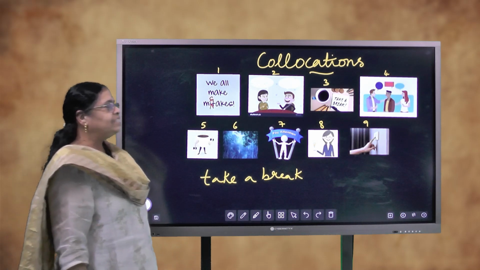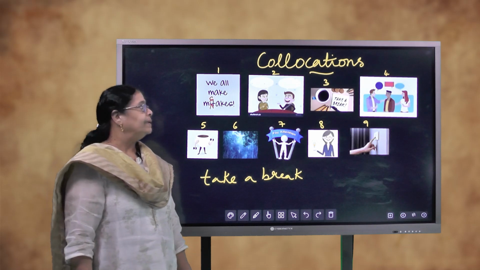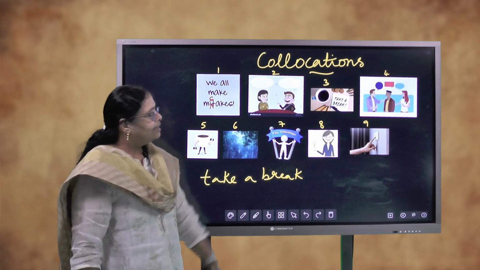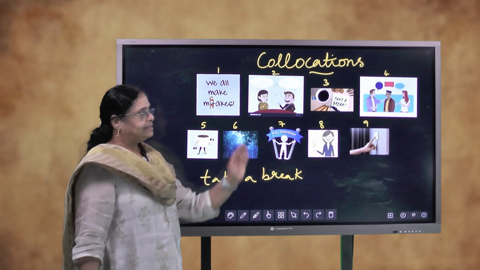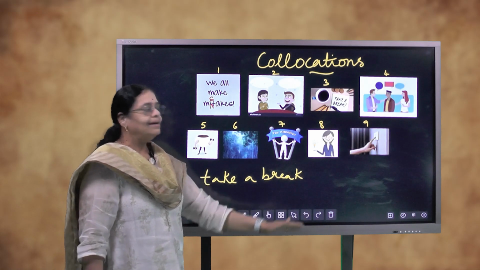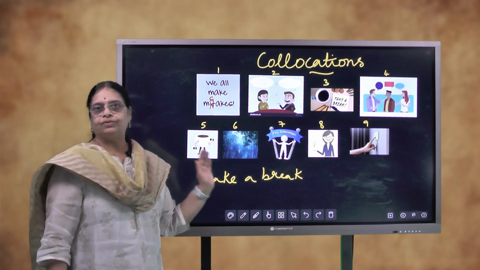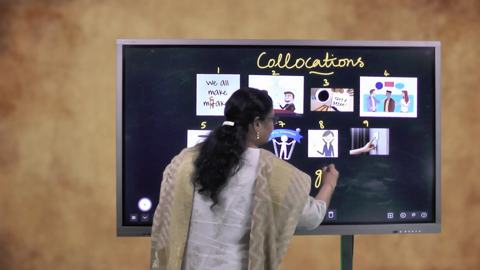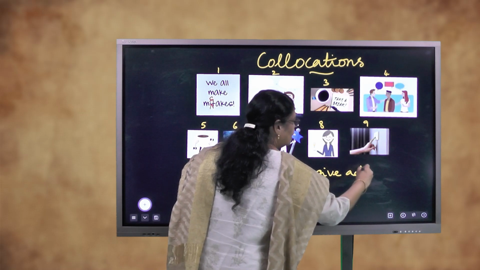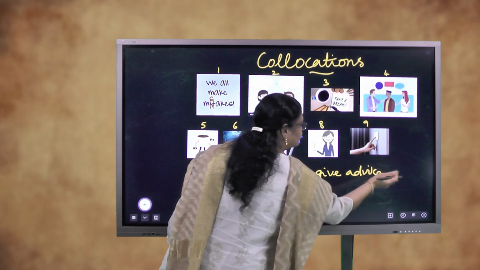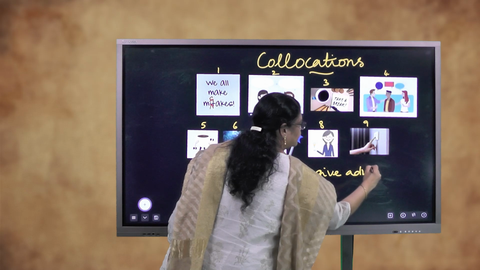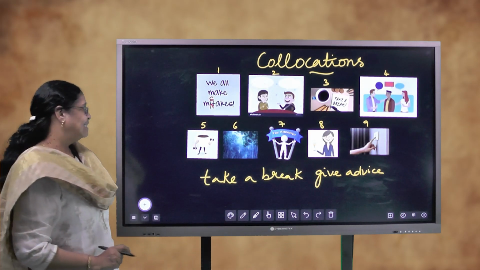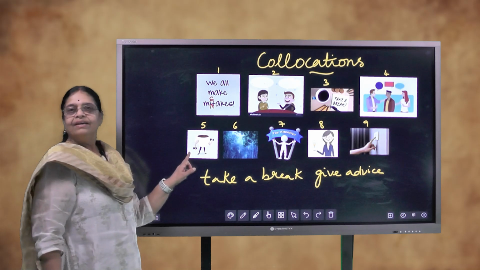And in the next picture, you have few people speaking. They're all standing, and two of them, that is the person in the middle, is trying to listen to both of them. So what exactly are they doing? They are trying to give advice. So the collocation with advice is give advice. And then here we have a cup.